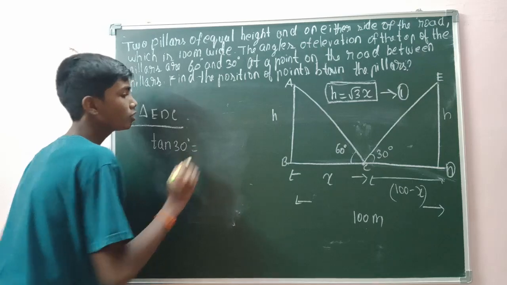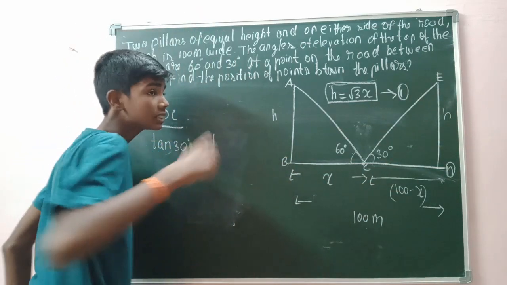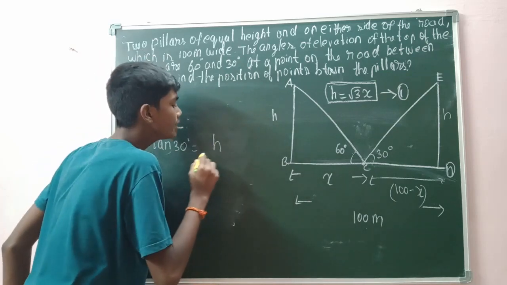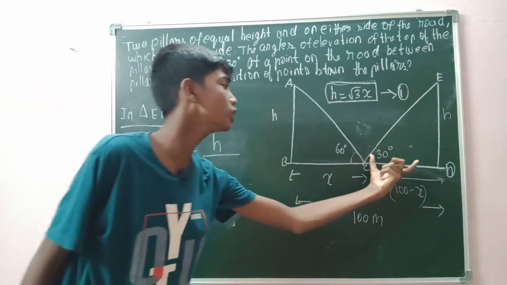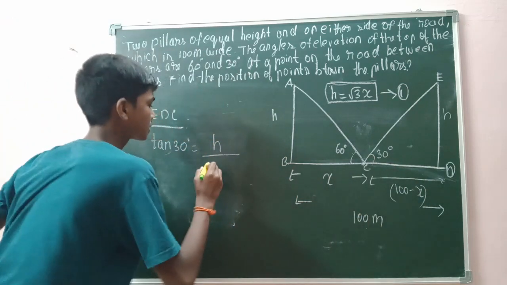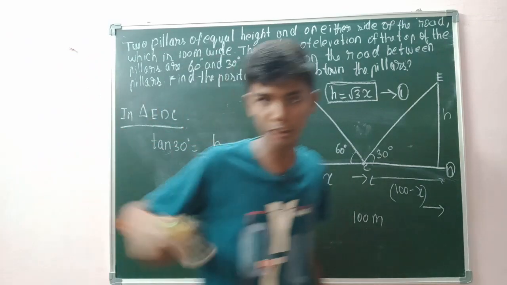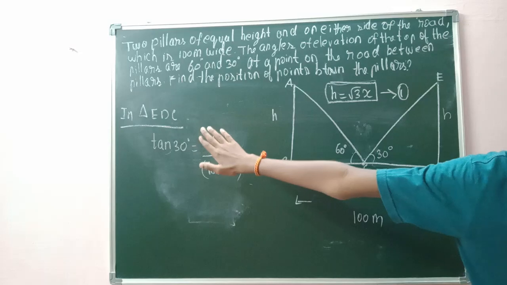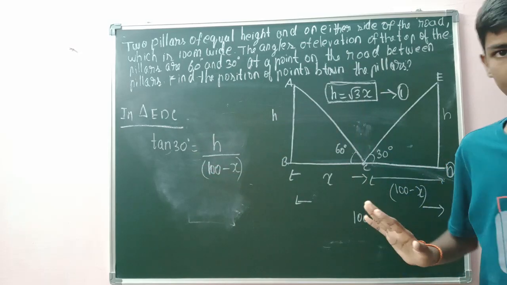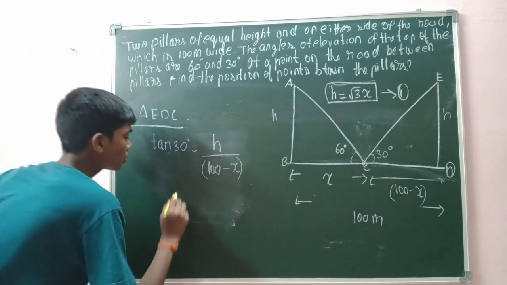So tan of 30 degrees will be the opposite of this angle. It is a different pillar with the same height, that is h, divided by the adjacent. The adjacent for this particular angle of elevation will be 100 minus x. Correct or not? Basic concepts, people, but I'm just telling you the approaches, so you just use them and solve. As simple as that. Now tan of 30 degrees is 1 by root 3.